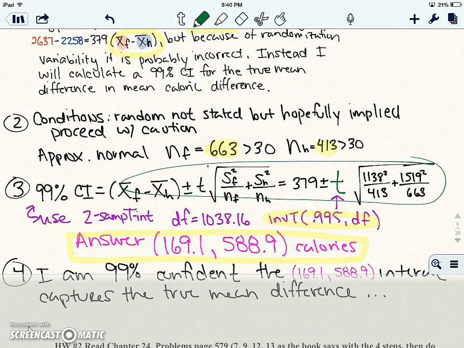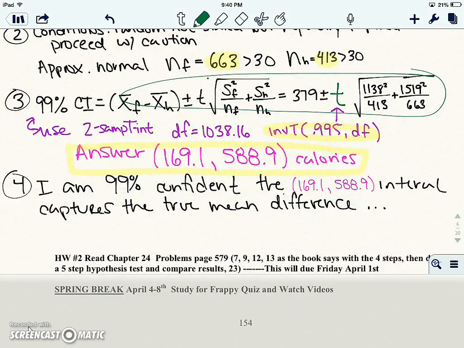Okay, and that is a positive amount. And since we did the fast food people minus the healthy food people, it looks like the fast food people are eating more calories. So we're saying I am 99% confident that the interval from 169.1 to 588.9 captures the true mean difference of fast food eater calories minus healthy food eater calories. And we might want to use this to answer the question, if the question was asked, which it wasn't in this example, do we think fast food eaters are eating more calories? In this case, I do, because their difference, no matter what, is greater than 0.